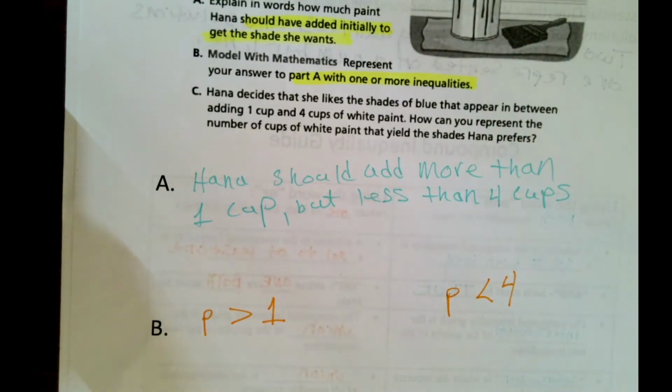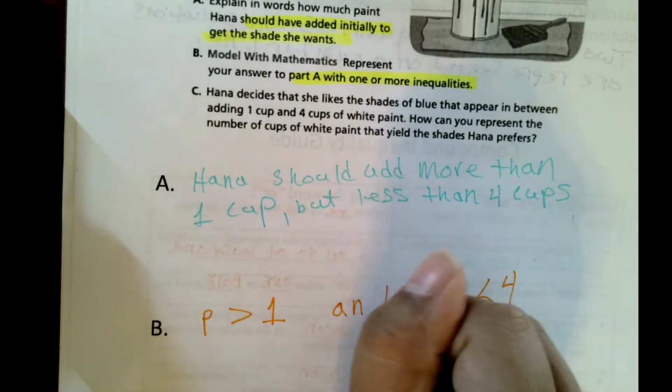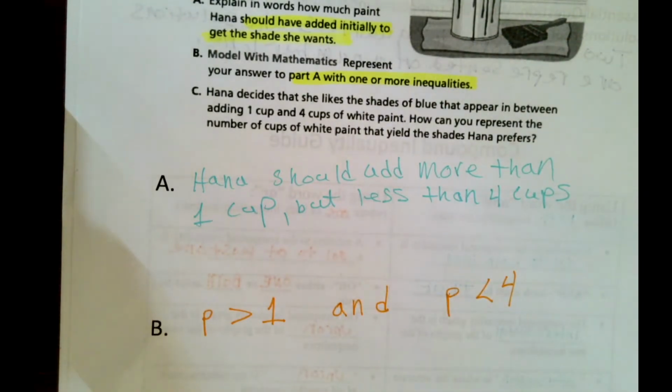So this is going to be an "and" inequality because all the numbers between 1 and 4, if you chose 2, it's greater than 1, it's less than 4. If you chose 3, it's greater than 1, less than 4. It's got to meet both of these requirements.